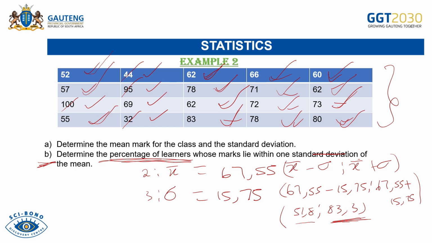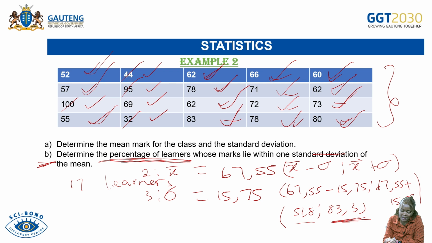I think we made a mistake somewhere. Let me check. 60 is in, 62 is in, 73 is in, 80 is in, 66 is in, 71, 72, 60, 78, 62 is in. Oh, yes. So it's 1, 2, 3, 4, 5, 6, 7, 8, 9, 10, 11, 12, 13, 14, 15, 16, 17. I don't know if it's 17 or 16. Just double check for me. Okay, so I am getting 17, so it means it's going to be 17 learners, right?